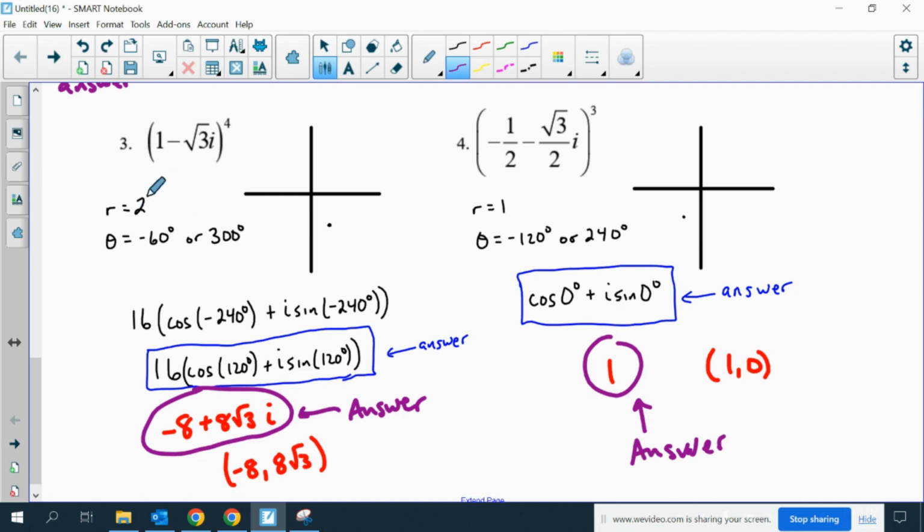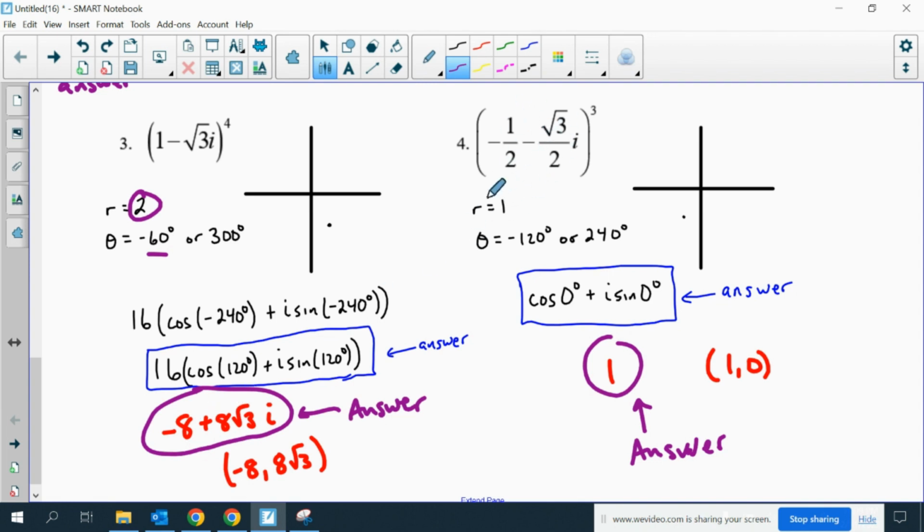But radius is 2 here. Angle is negative 60. I'm probably going to use the negative 60 just because it's easier, and then I'm going to change it to 120 if I was asked to write the answer in polar complex form. But 2 to the 4th and then negative 60 times 4. Then I can convert this into the form I need.